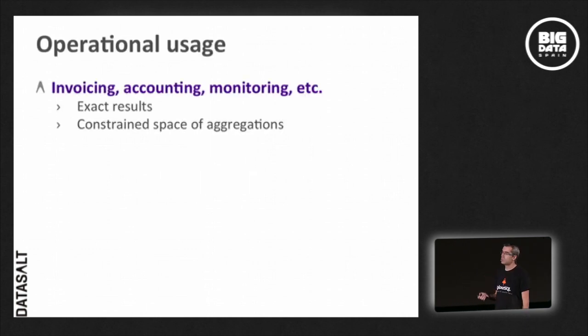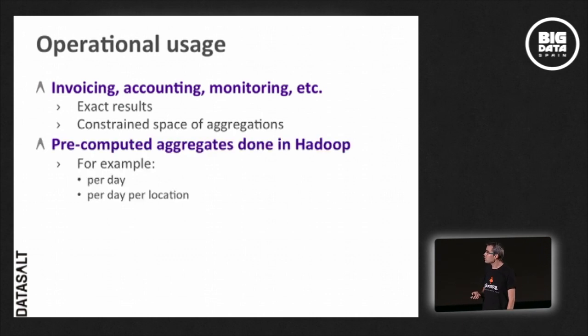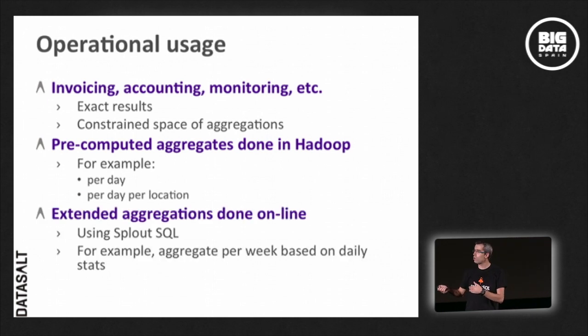So remember operational usage. I said that this is the kind of usage that you do for invoicing, monitoring, these kinds of things. You need exact results, and the queries that you run are not that many, and almost all of them have fixed parameters. So for this case, the idea is to perform some pre-aggregations on Hadoop, for example at the level of day or at the level of delay and location, and then leave the rest of the aggregations to be done online on Splout SQL. For example, you can perform the aggregations per week using the pre-aggregations per day.